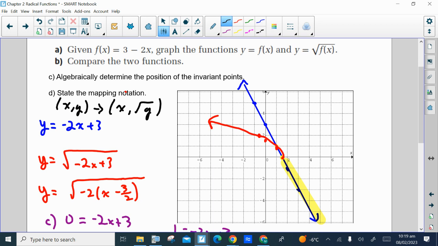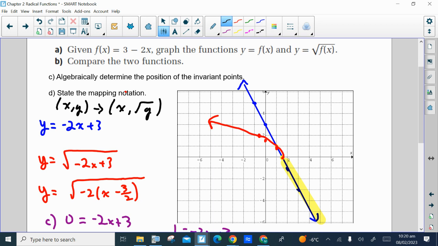Okay, so if we're talking about comparing the two functions, there are some similarities. They do share 2 points, but there's a lot of differences as well, right? The first one is a linear function. The second one is a radical function. The domain and ranges are completely different.